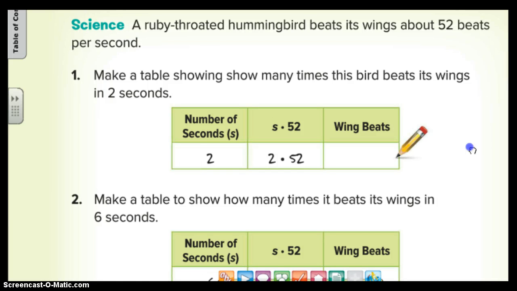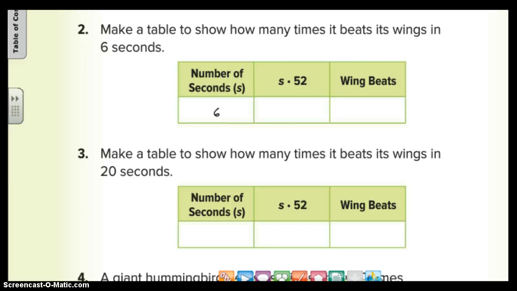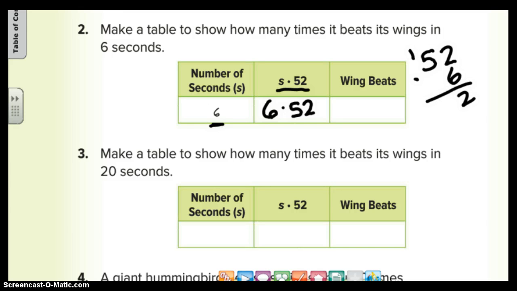All right, we can also use other variables for S instead of just 2. We could make a table to show how many times the hummingbird beats its wings in 6 seconds. So our variable is 6 seconds now. We're going to plug it into the algebraic expression, S times 52. So we substitute 6 for S to get 6 times 52 to discover the beats per 6 seconds. So if I do 52 times 6, 312 beats in 6 seconds.